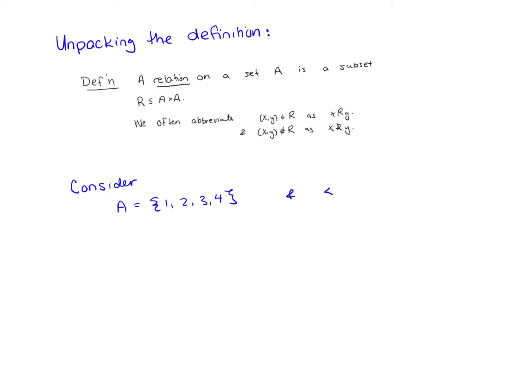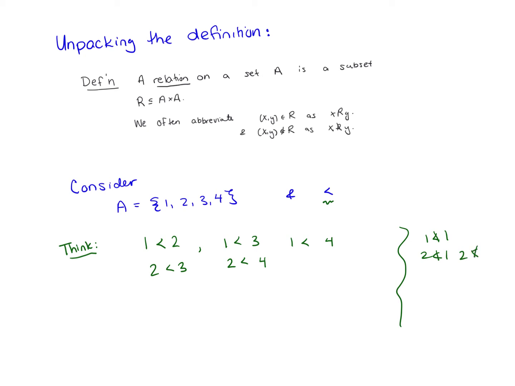So again, I've just rewritten the example at the top of this slide, and let's think about our less than relation. What do I think about when I think about less than? I'm going to write down all of the things that I can say with that less than symbol that are true. So 1 is less than 2, 1 is less than 3, 1 is less than 4. But 1 is not less than itself, so that's a bad one. 2 is less than 3, 2 is less than 4. 2 is not less than 1, and 2 is not less than itself. And then 3 is less than 4, and 4 isn't less than anything.